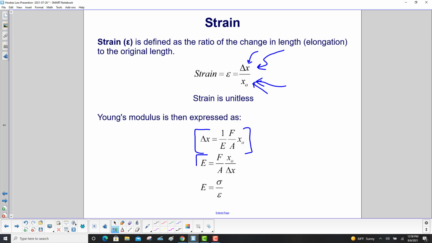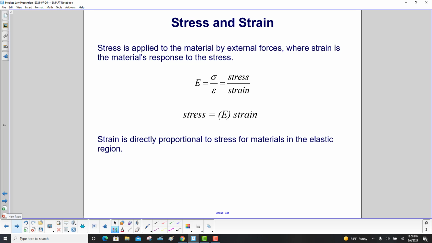Young's modulus is then, well, here's our delta x. We solve that for E. There's Young's modulus. F over A is sigma, and then delta x over x0 is epsilon. So epsilon goes in the denominator there. And we have Young's modulus is what? It's stress over strain. Now, what's the difference between stress and strain? Stress is applied to the material by external forces, where strain is the material's response to the stress. So here we go again, stress over strain, or stress is equal to Young's modulus times strain. Strain is directly proportional to stress for materials in the elastic region.